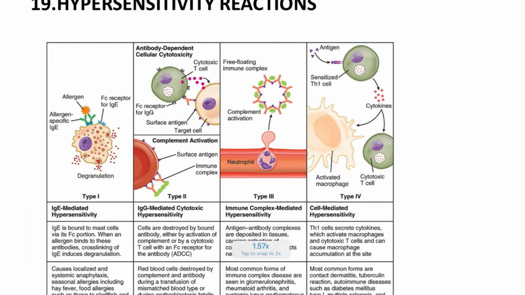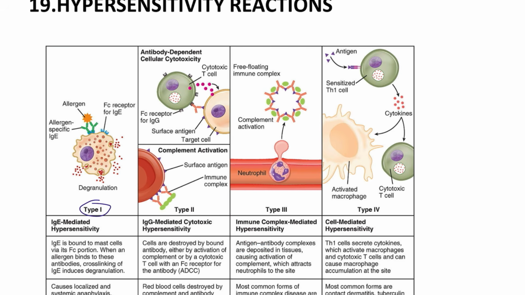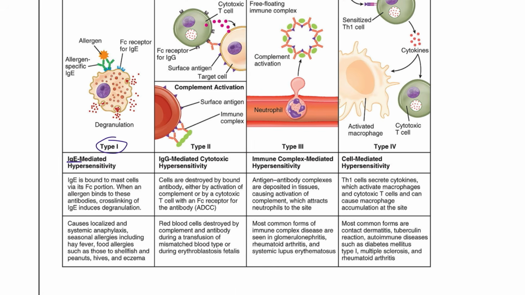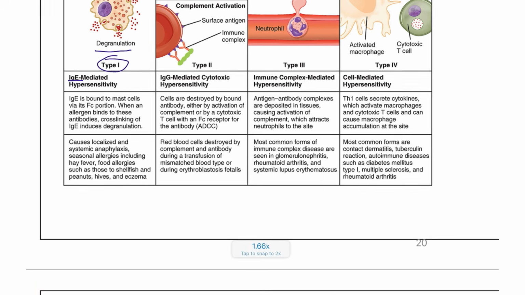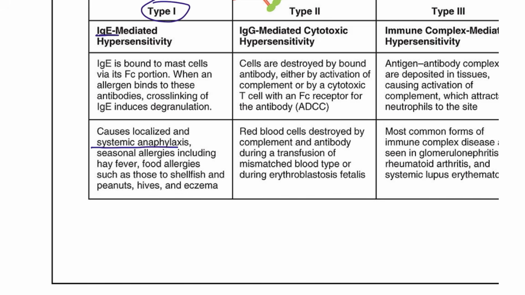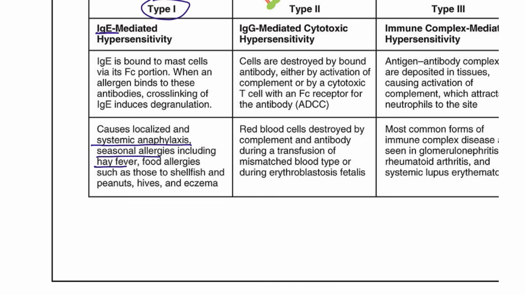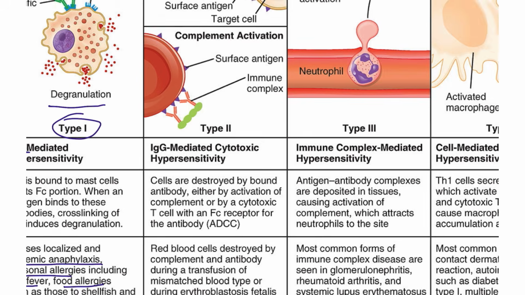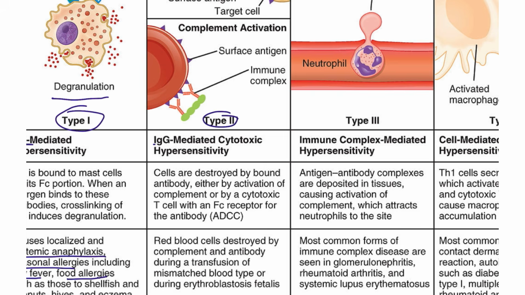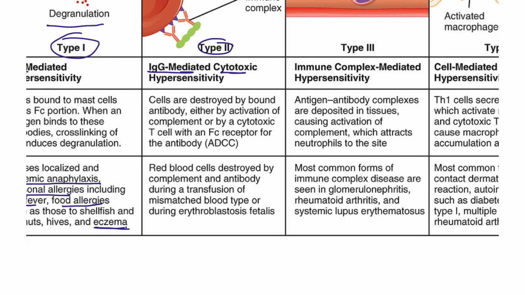Next, hypersensitivity reactions. So type 1, which is IgE related hypersensitivity, okay, and it is going to release the degranulation. These IgE allergens will be triggered in the patients, and the conditions are like systemic anaphylaxis, seasonal allergies, allergic rhinitis, hay fever, food allergy, hives, urticaria, and also eczema conditions. Next, type 2, this is the IgG antibody mediated cytotoxic hypersensitivity.